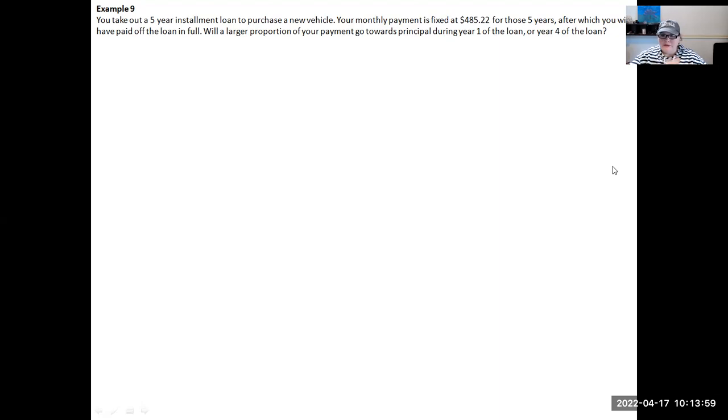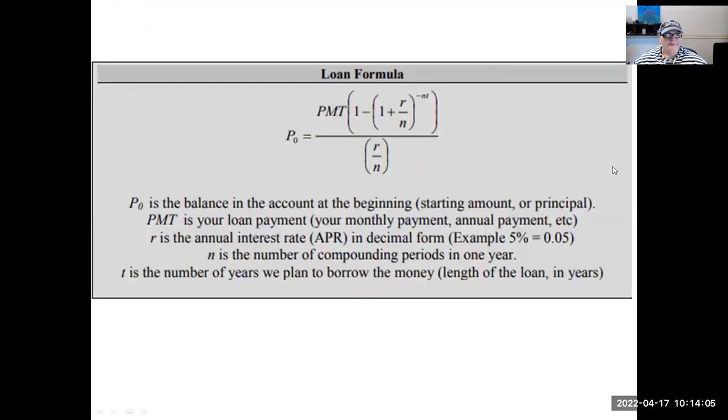If you can think of something else that may help you, let's work on it. There we go. All right, so here's your loan formula. It's also your annuity formula with just a smidge difference. Okay, so here's the only difference really. The P-naught in this case is the balance in the account at the beginning. So it's the amount that you're taking out in your loan, and it's the loan balance in the beginning.